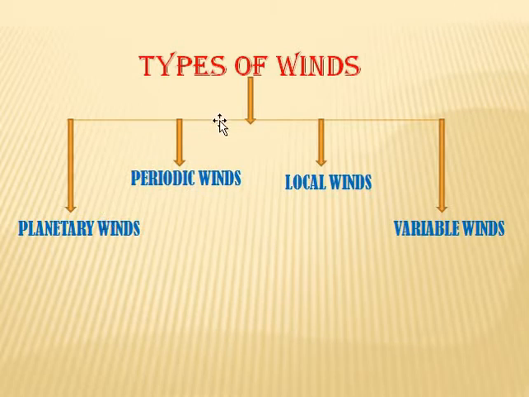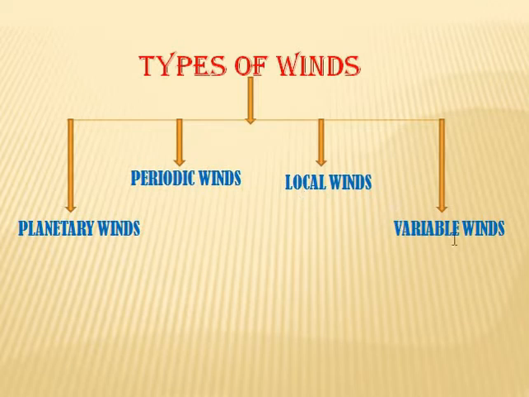Now next is periodic winds. What are periodic winds? Periodic winds means the wind which changes its direction periodically with the changes of the season. Next is local winds. Local winds, obviously, are confined to a small area, and due to differences in temperature and pressure conditions of these local areas, these local winds develop.